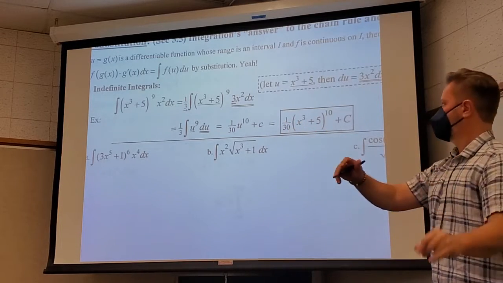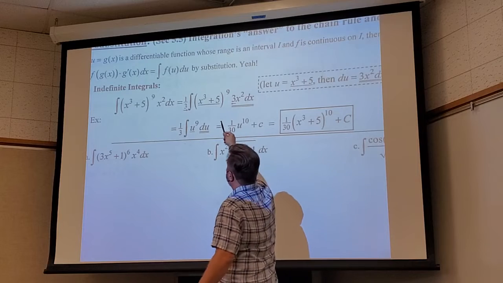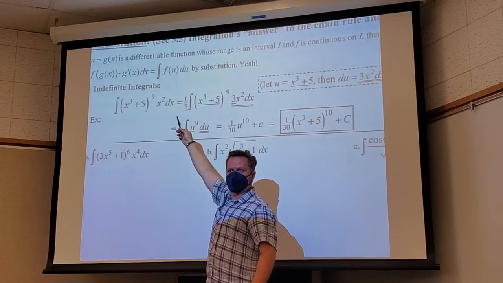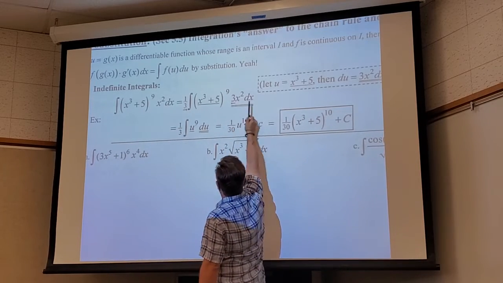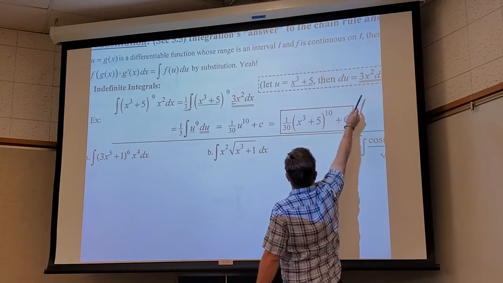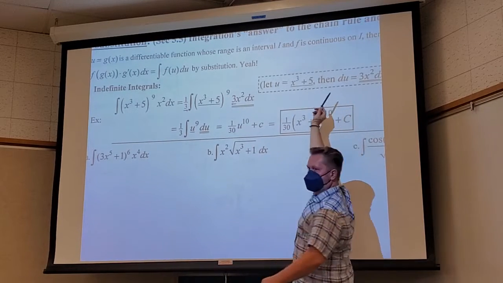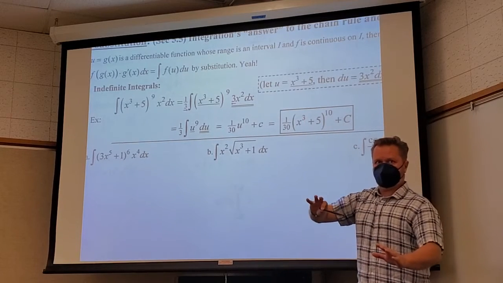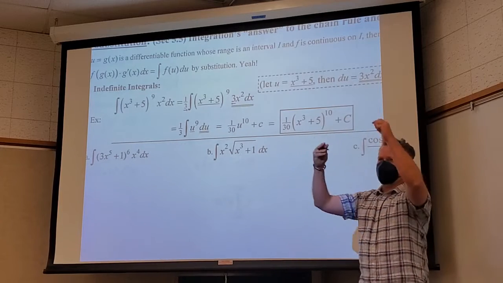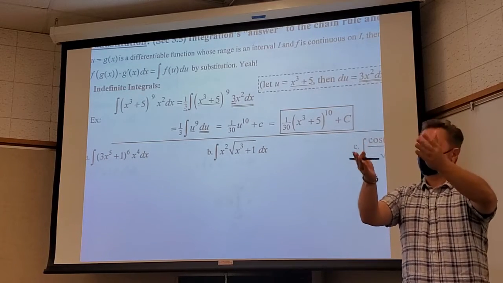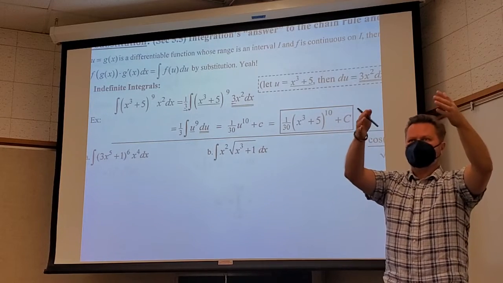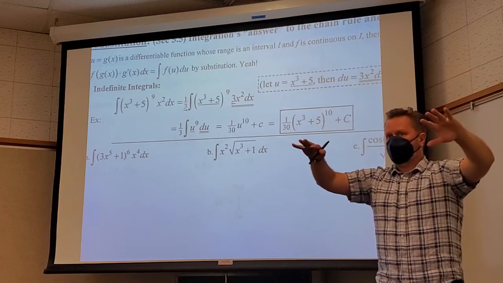Okay, I like it. So I notice this, I need a 3, so of course outside I put a 1/3. Now if I call u x cubed plus 5, du would be 3x squared dx. Is that cool? And again, why did I let u equal x cubed plus 5? For right now I'm going to say because it's the inside function. But more generally, it's the function that's in there whose derivative is in there also.